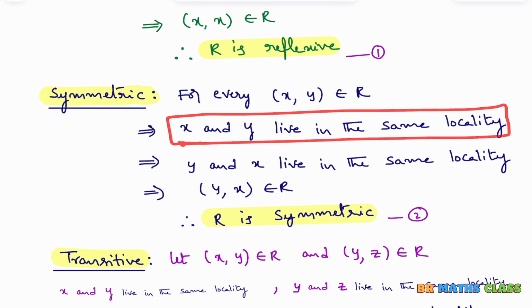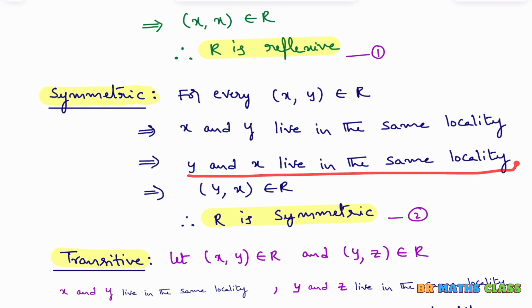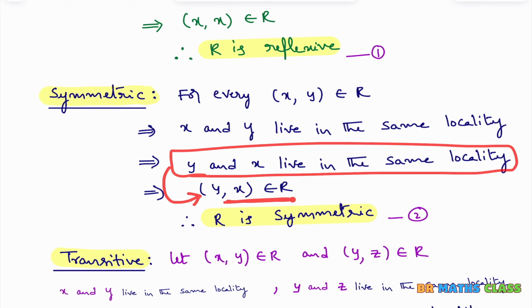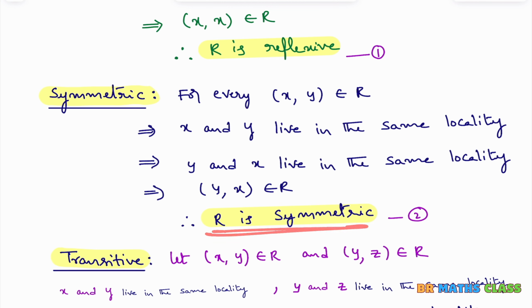If x and y live in the same locality, we can easily say that y and x also live in the same locality. It's a common sense thing. You can understand this easily. If x and y live in the same place, y and x also live in the same locality, right? So this statement is also true. As y and x live in the same locality, I can write that the ordered pair y comma x belongs to the relation. So for every ordered pair x comma y belonging to R, y comma x also belongs to R. Therefore, we say that this relation is symmetric.